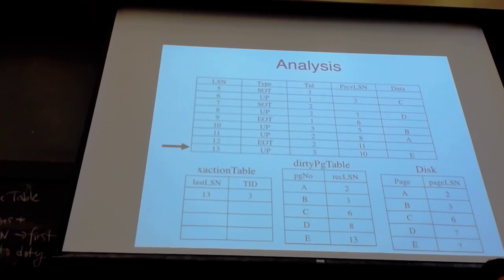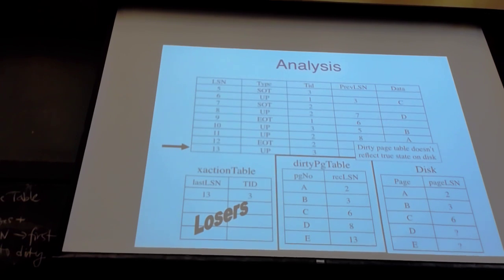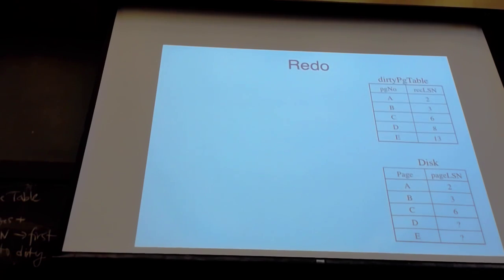Okay, so now let's talk about how we do redo. So okay, the things that were in the transaction table at the time of the crash, those are the losers, the transactions we need to undo. As I've already noted, the dirty page table doesn't necessarily reflect the true state of pages that are on disk. So these operations 2, 3, and 6 actually have already been flushed to disk, even though the dirty page table doesn't reflect that. So redo is going to be about reapplying these operations. And let's see how it works.